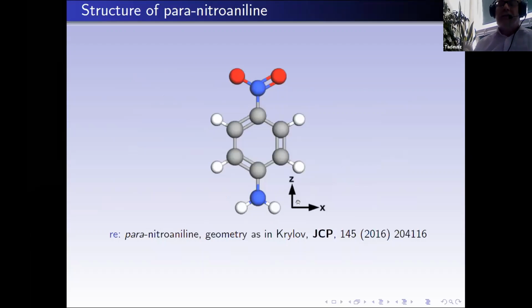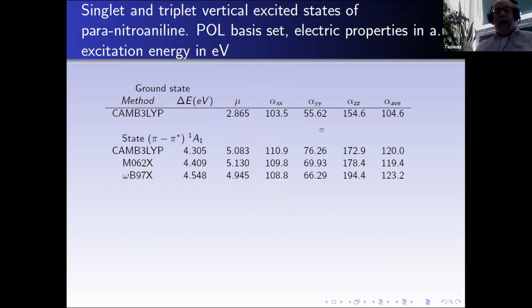This molecule is often used in nonlinear optics measurements, and its chemical derivatives are often used as new materials for NLO applications and so on. We see that there is charge transfer going on from donor to acceptor group, and in this orientation is the z-axis. Okay, so it's a charge transfer along the z-axis. So let's see how we fare for para-nitroaniline.